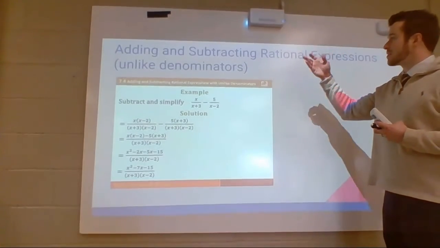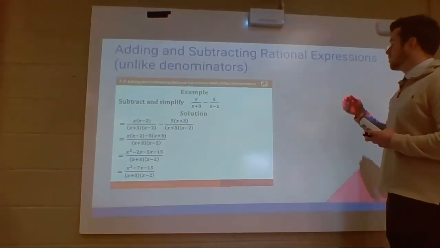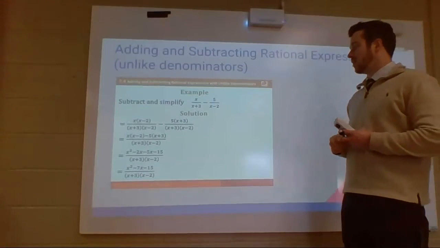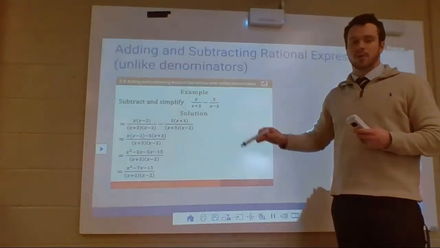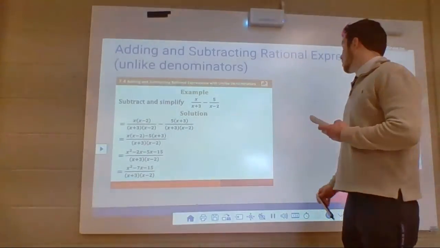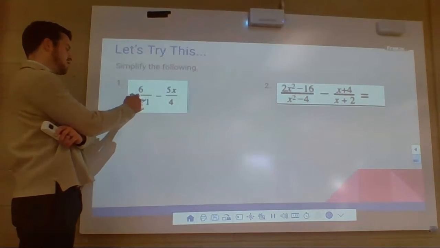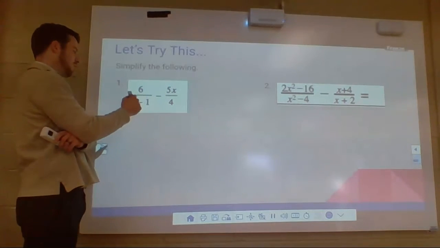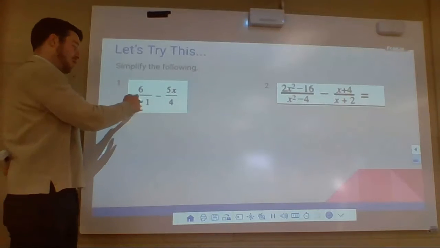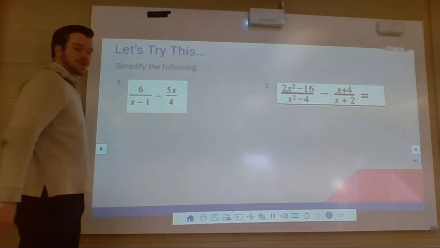All right, so this is what this has all been leading up to, adding and subtracting rational expressions with unlike denominators. Here's an example that you might want to look at after I run through a couple examples here. So now let's simplify these. We have 6 over x minus 1 minus 5x over 4. So first thing we should notice is that these have different denominators.